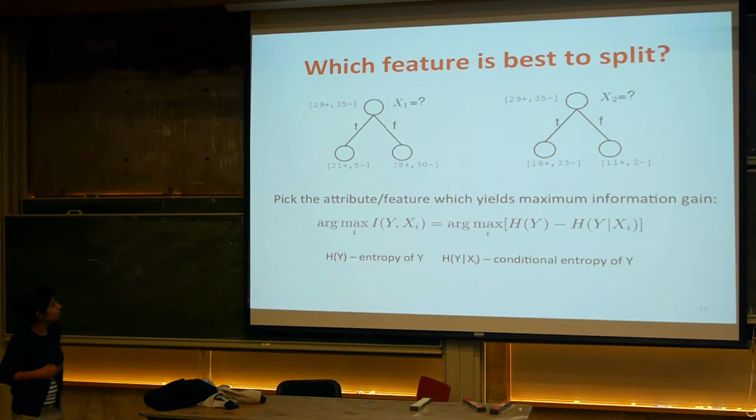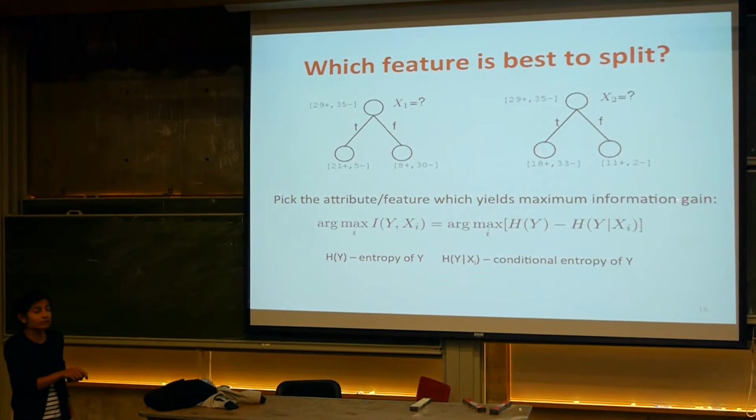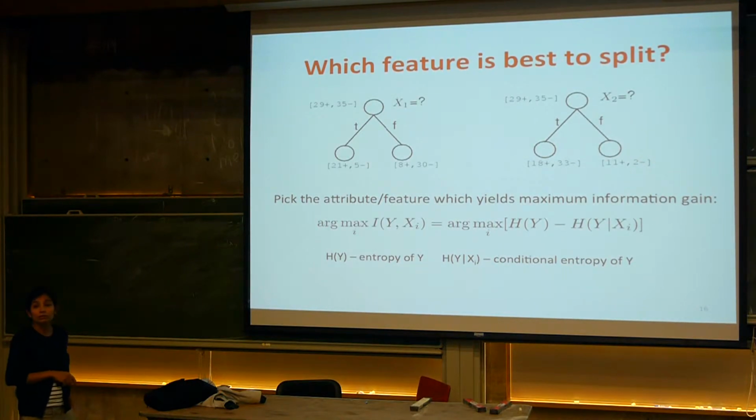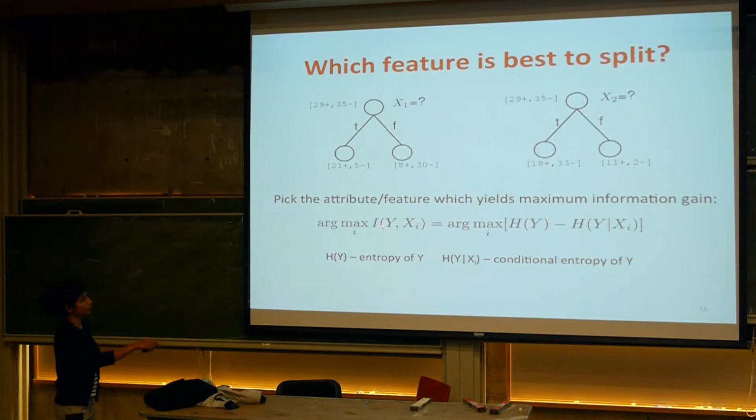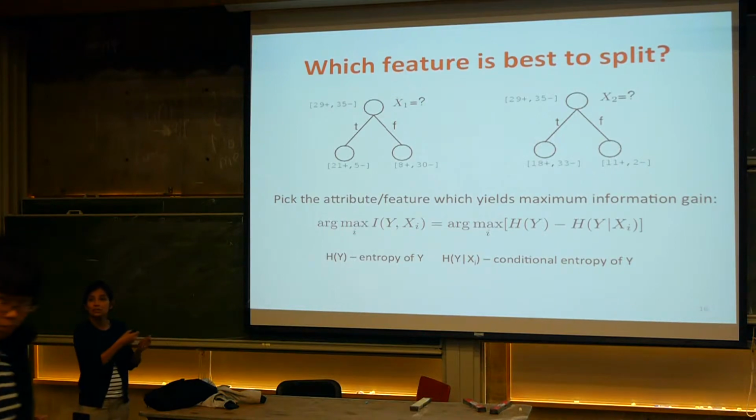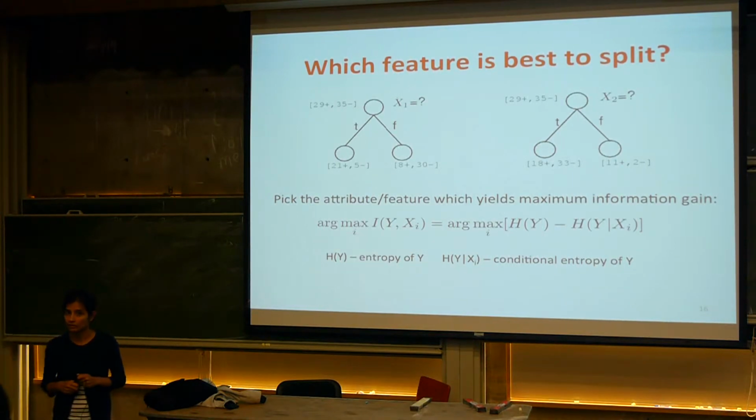Okay. So here's the way we'll measure how pure or impure a split is. We are going to pick the attribute or feature which yields the maximum, what we'll call information gain. This is the criteria that ID3, C4.5, these algorithms for learning decision trees are based on, this notion of information gain, which basically measures the mutual information between your output label y and the feature xi. And you pick the feature that has the maximum mutual information between xi and y.